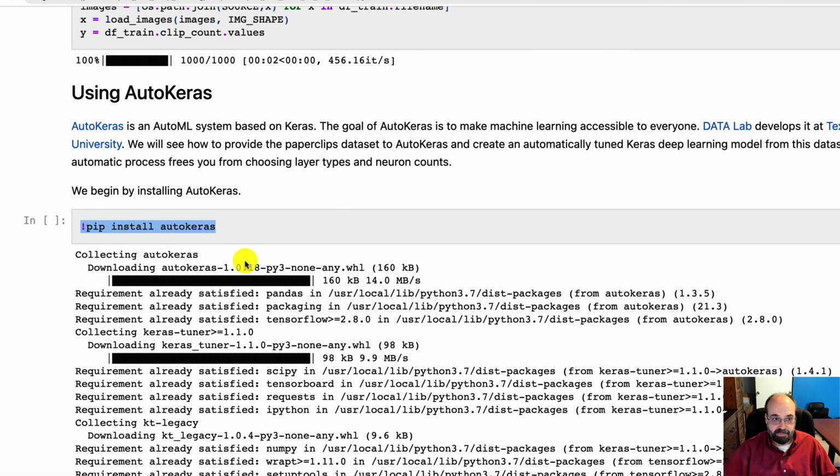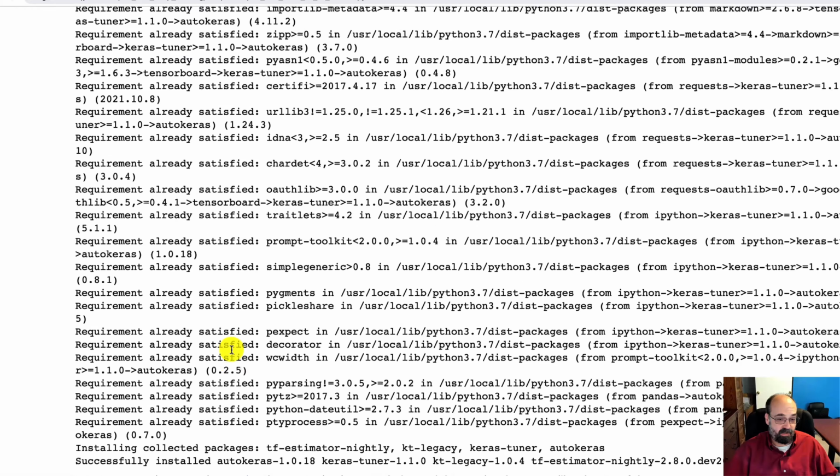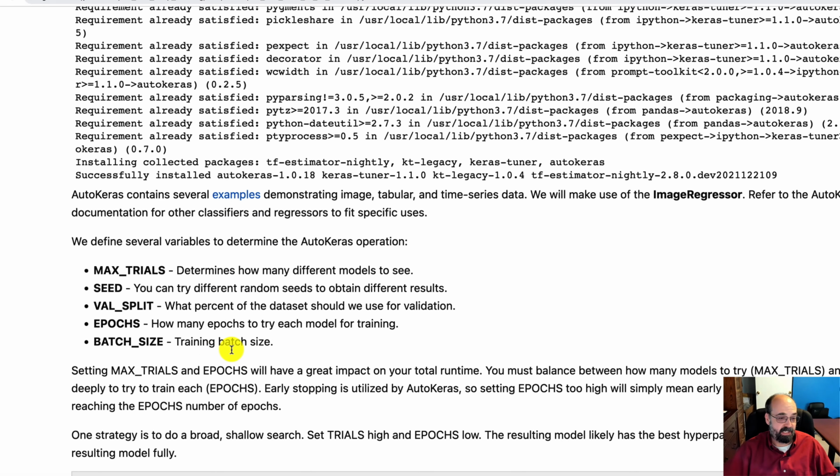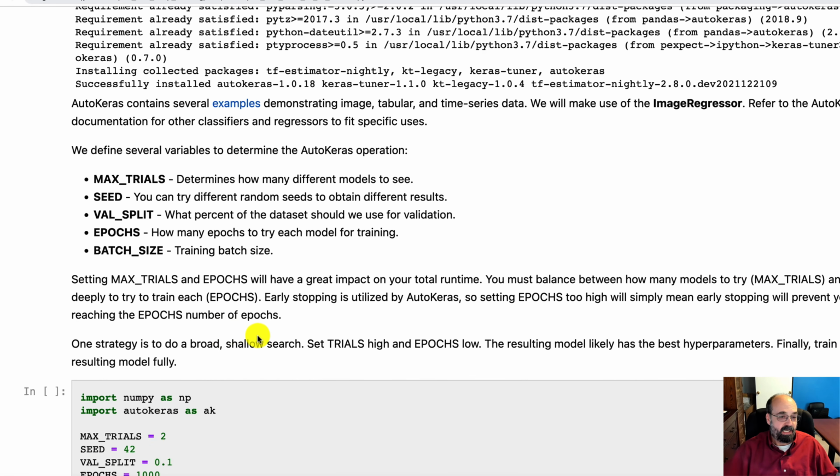AutoKeras is very easy to install compared to AutoSKLearn, which is a lot more difficult to install. So your results may vary on each of these. That's all the installation process. It has a lot of dependencies. And then in my code, I've set up several constants ahead of time.